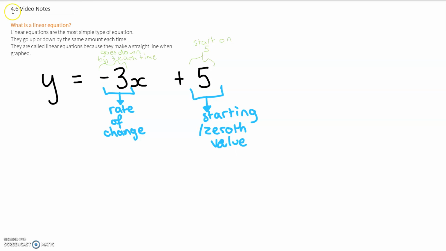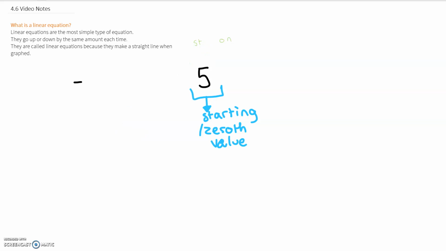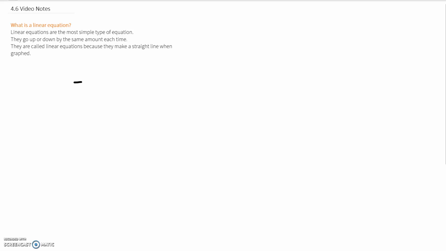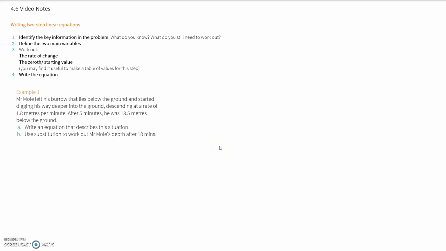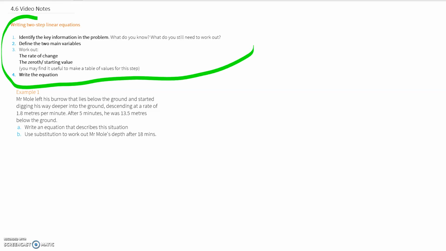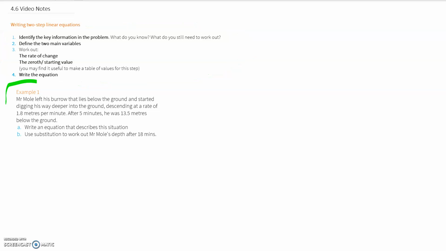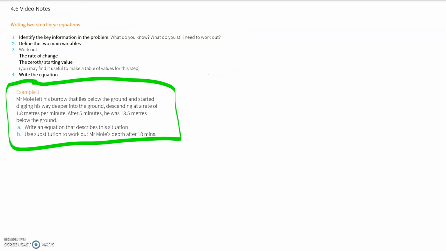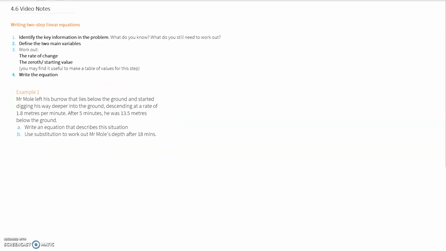So let's actually practice that with a worded problem. And I'm going to put the little steps that we need to follow up on the screen as well for you to use. Okay, so we've got our steps here, and we're going to try and follow these. You don't have to use these steps, but a lot of people find them helpful as we go on. And this example here is our first example we're going to try. We're going to do 2 of them. This one's probably the trickier one of the 2.